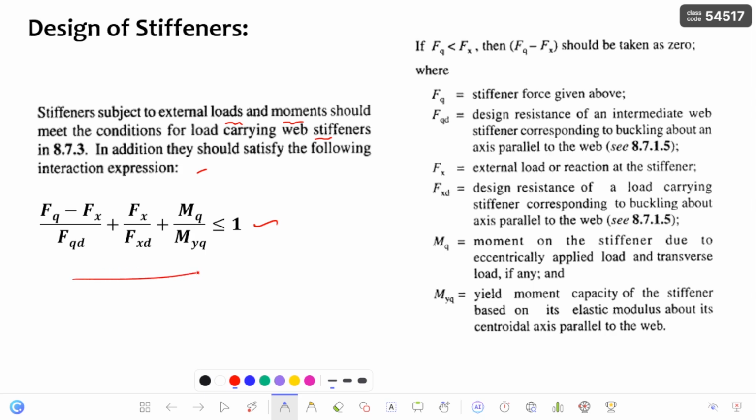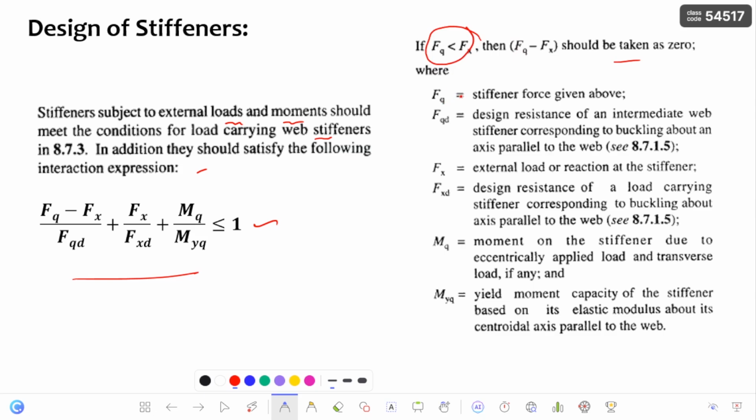Here you can see that (Fq minus Fx) by Fqd plus Fx by Fxd plus Mq by Myq should be less than or equal to 1. Let us go through these terms. Here if Fq is less than Fx, then Fq minus Fx should be taken as 0. So the difference has to be taken as 0 if it is satisfying this case.